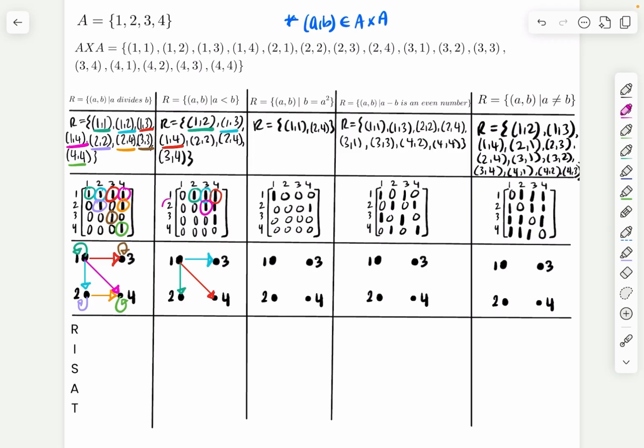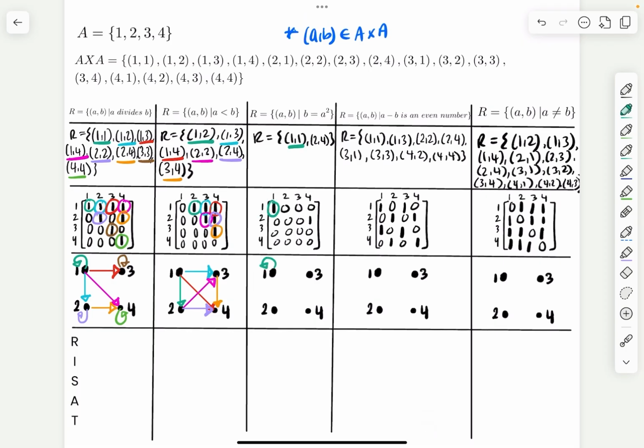I see another 1. That means there's an arrow from 2 to 3. So again, whichever representation of the relation you want to use to get to another, it's up to you. I see another 1. That means there's an arrow from 2 to 4. I see another 1. That means there's an arrow from 3 to 4. And that's your graph. Here I see a 1, that means there's an arrow from 1 back to 1.